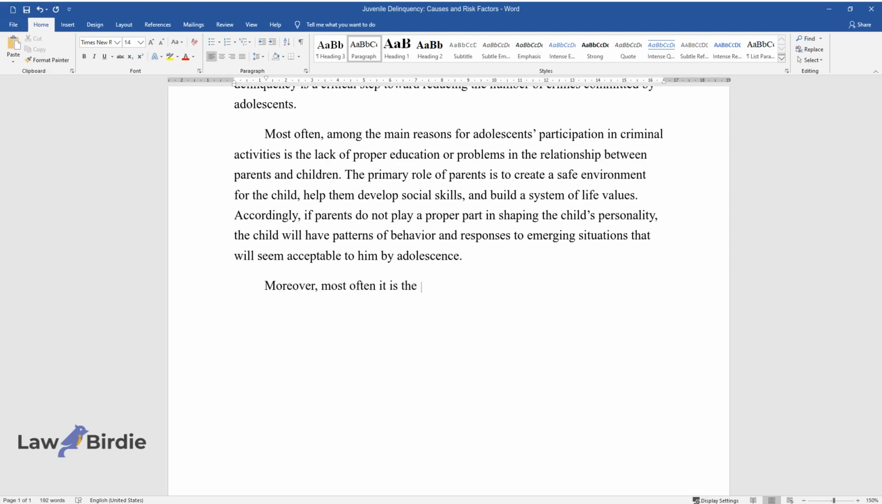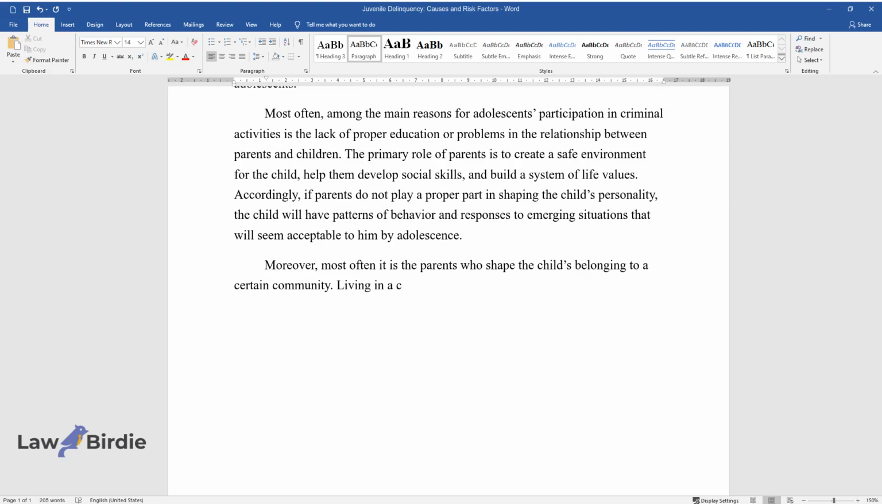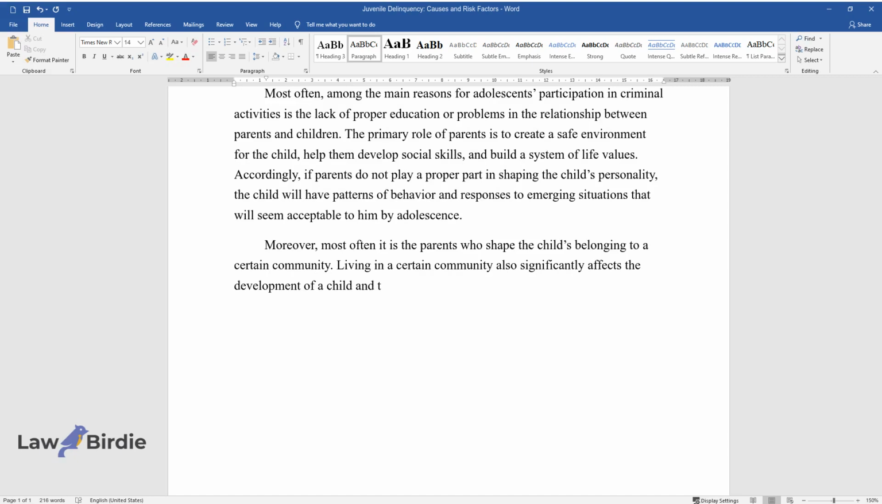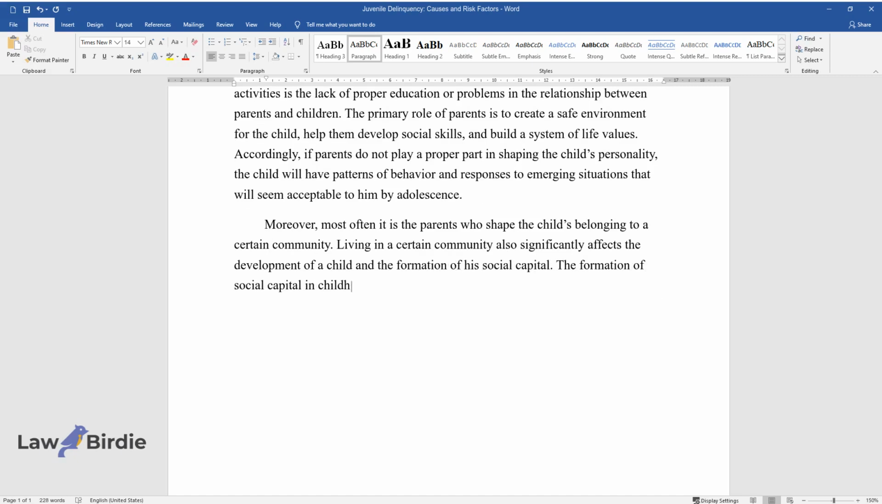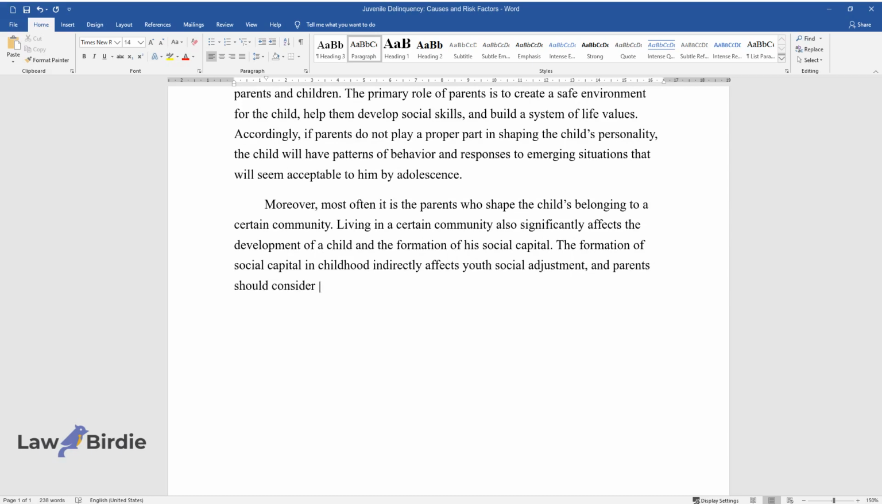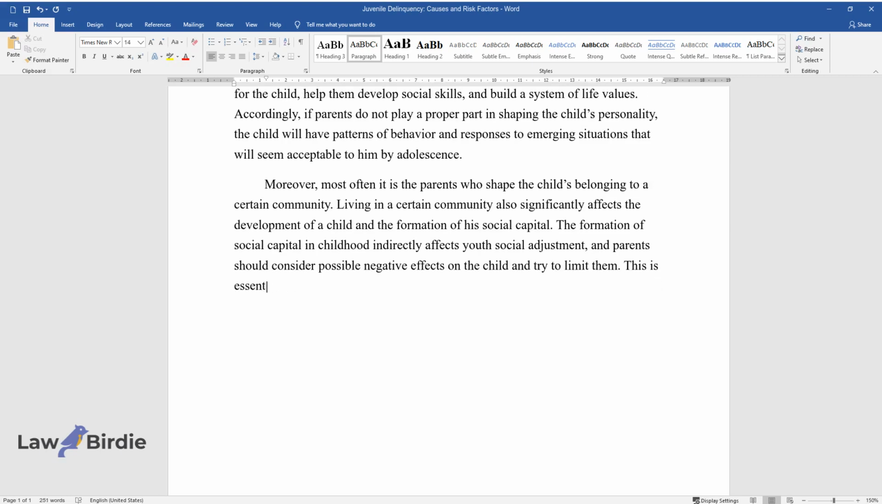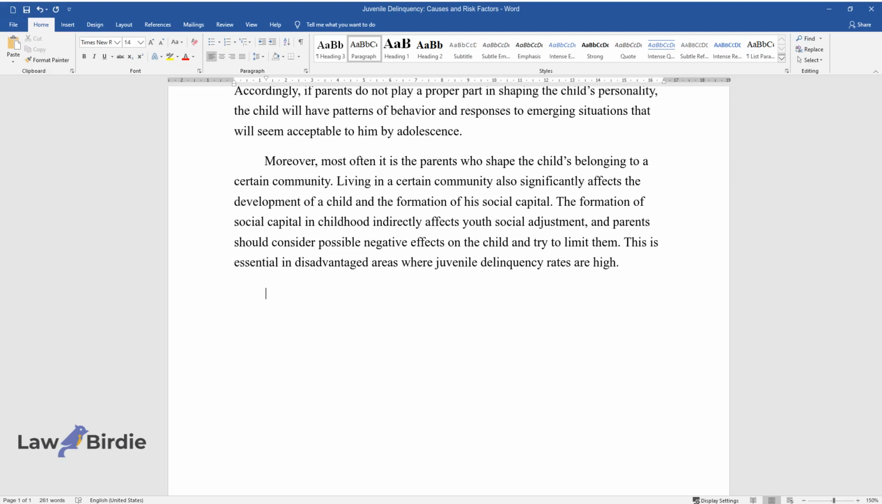Moreover, most often it is the parents who shape the child's belonging to a certain community. Living in a certain community also significantly affects the development of a child and the formation of his social capital. The formation of social capital in childhood indirectly affects youth's social adjustment, and parents should consider possible negative effects on the child and try to limit them. This is essential in disadvantaged areas where juvenile delinquency rates are high.